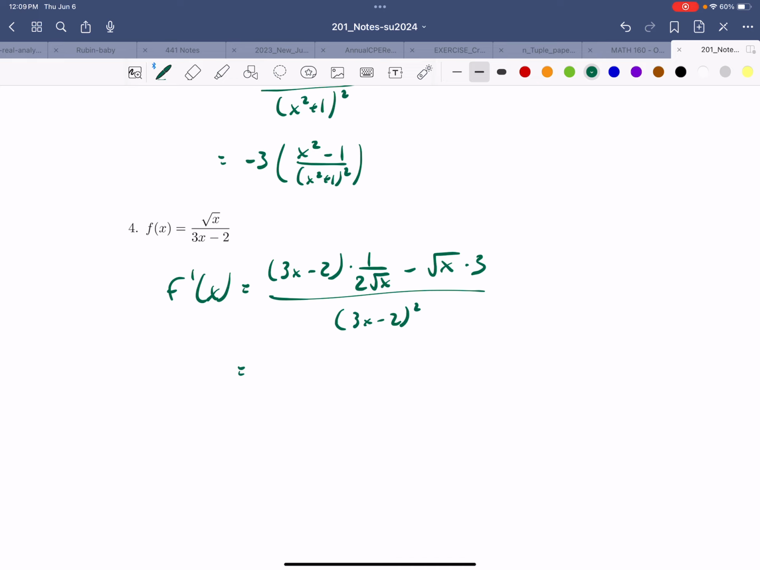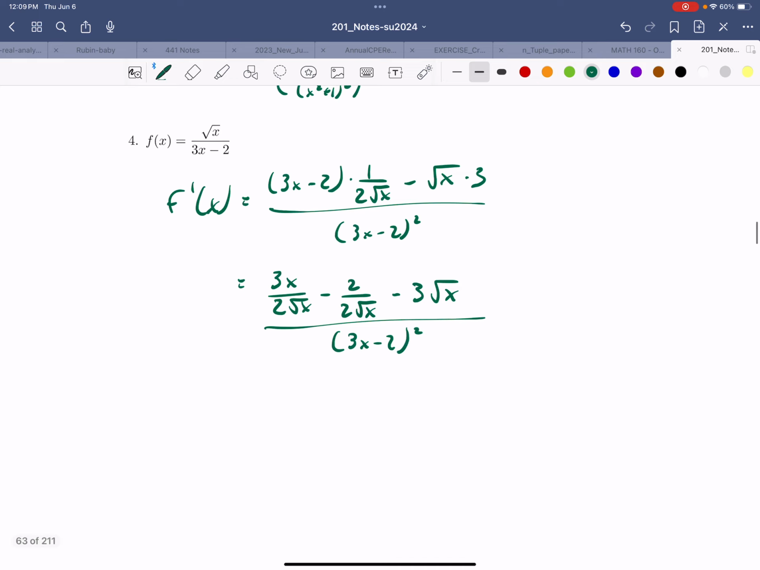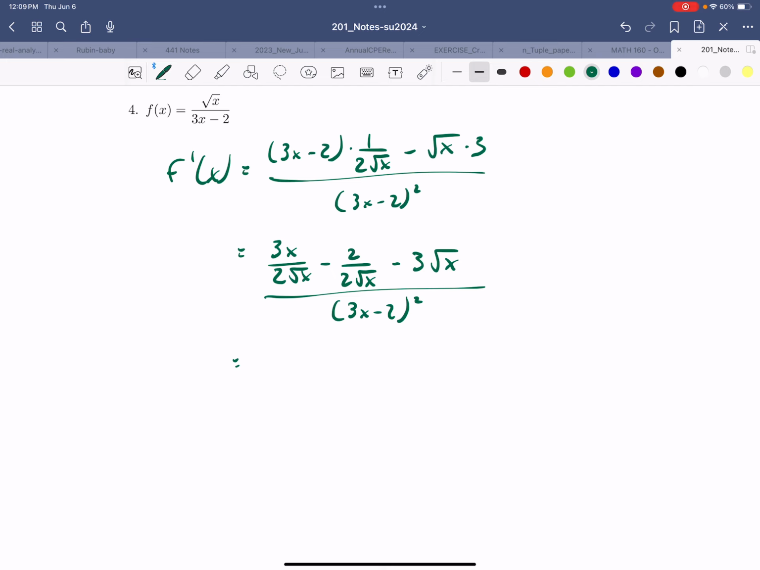This isn't too bad. It's going to be a little nasty, well, it's not really that bad. Let's see. We're going to have 3x over 2 root x minus 2 over 2 root x, minus 3 root x. Everyone see how I got that? All of this divided by, of course, the bottom squared. Now we can simplify this a little bit more. So we get 3/2 root x minus 1 over root x, minus 3 root x. And all of this, of course, is over 3x minus 2 squared.